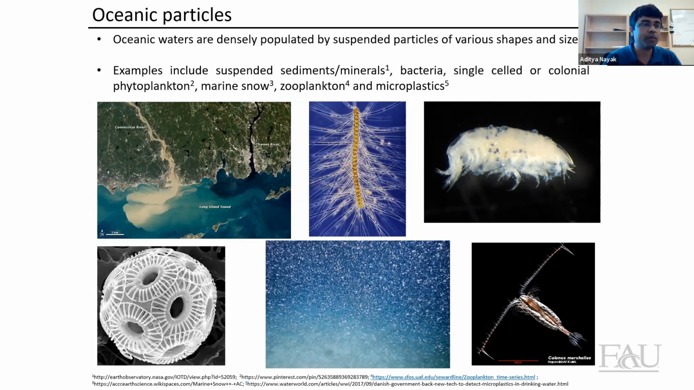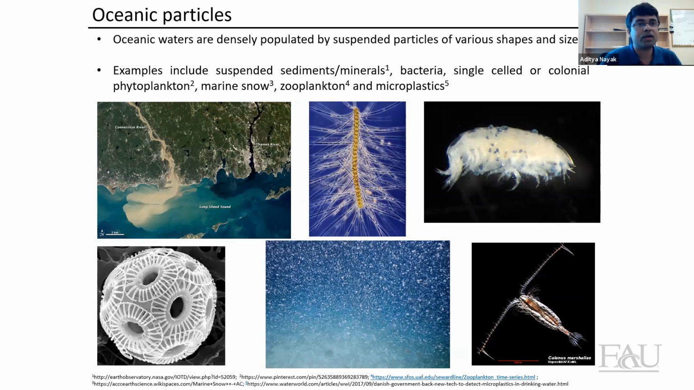You also have zooplankton, like you're seeing in the top right and also the bottom right. These are different zooplankton, which are essentially microscopic animals, for want of a better word. You also have something known as marine snow, which is basically dead and decaying organic matter, which constitutes a significant fraction of what you see in the ocean.